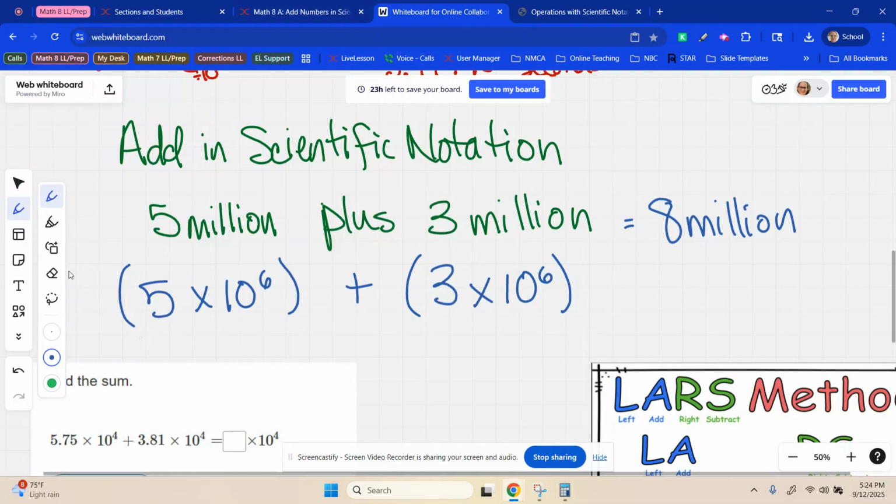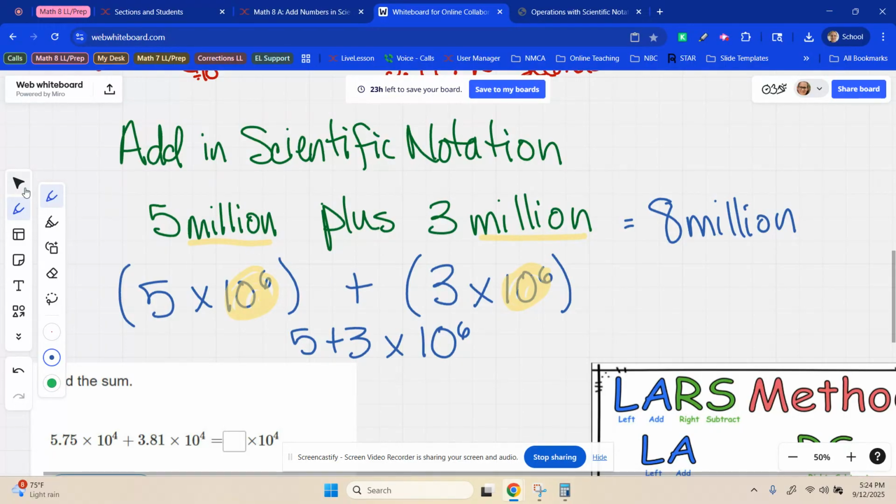You would notice that the power of 10, that's the million, is the same here. Okay, you have a match in the unit of measure, and that is a million. And you would simply add the 5 plus 3 and then keep it times 10 to the 6th because it's still millions. All right. This is how we're going to add the numbers in scientific notation. So same thing you've been doing, but we're going to be writing it in scientific notation.